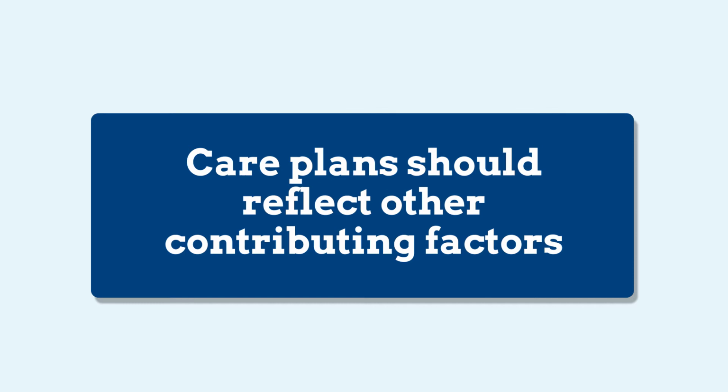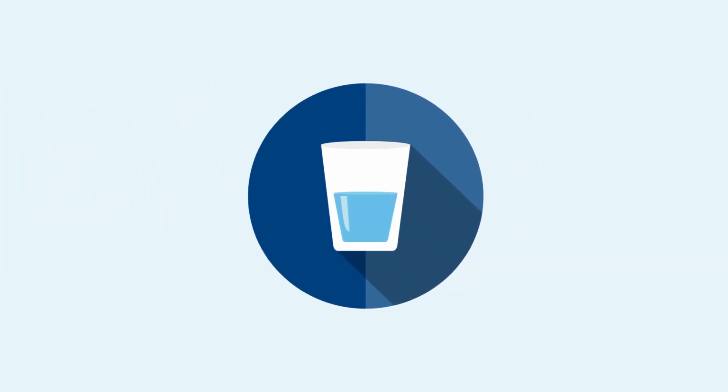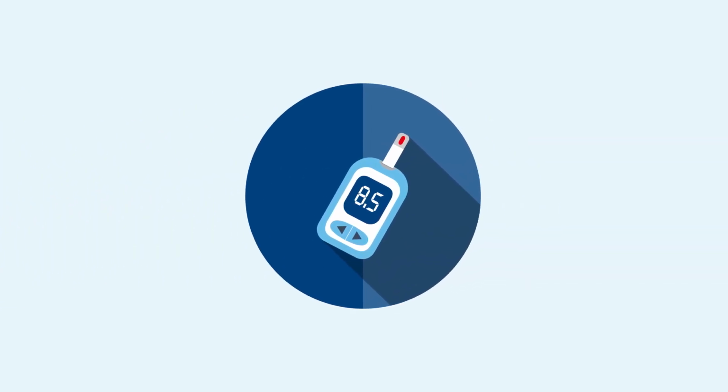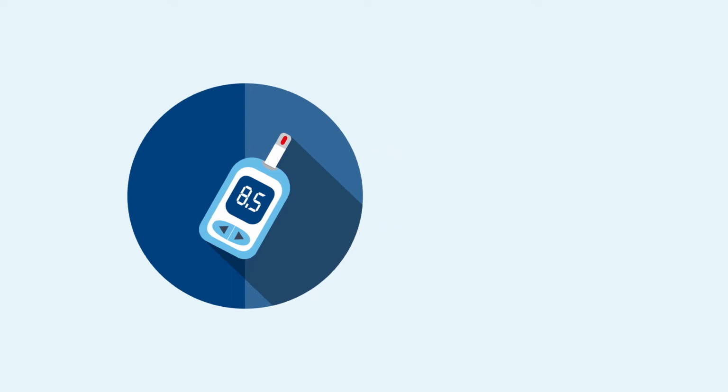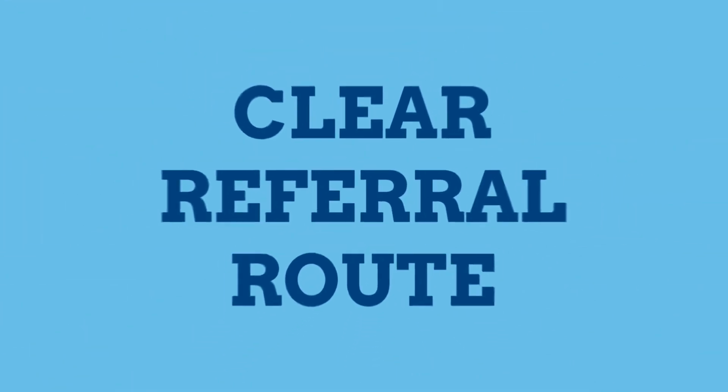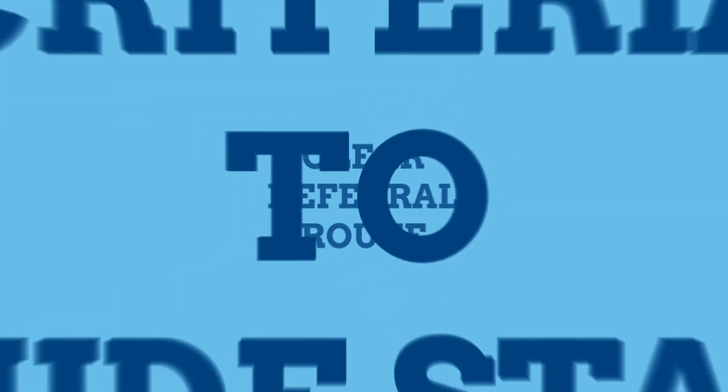Care plans should reflect other contributing factors. These could be nutrition, hydration, continence management, and other conditions which affect skin breakdown and wound healing, such as diabetes. Do you know when and how to refer a resident if a pressure ulcer deteriorates, or if specialist equipment is not available? If you don't know, find out who you should speak to.